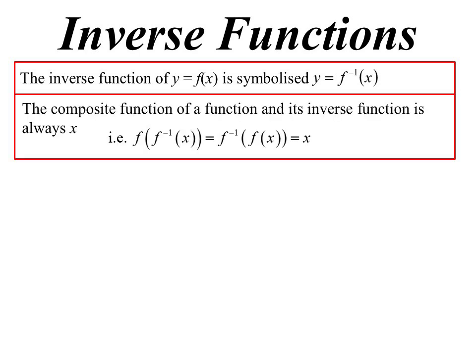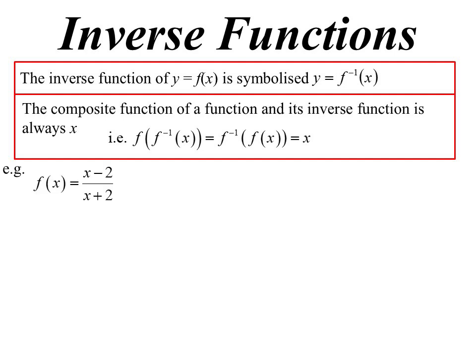The composite function of a function and its inverse must be x, because remember, the inverse function is undoing the function. So it should always bring it back to x. That means if you substitute the inverse function into the function, or vice versa, we should end up with the result x. Example of that.